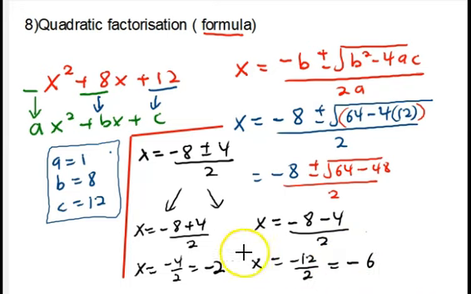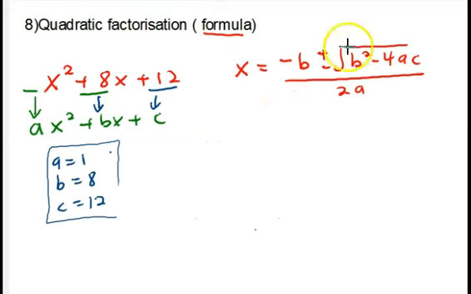You will get your answer as -6. Keep in mind that this is solving; we are finding the x value. Once we have found the x value, let me erase this part. From this formula we can get x is -2 and also x is -6. So this is considered as solving.